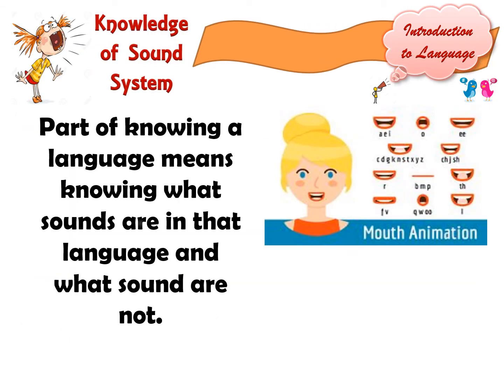Part of knowing a language means knowing what sounds are in that language and what sounds are not. This means that you might not be able to make use of a certain sound which is not part of the sound system of your own language. Thus, pronouncing a foreign word might become difficult and might lead to mispronunciation as you tend to substitute the unknown sound with a sound similar to your language's sound system.